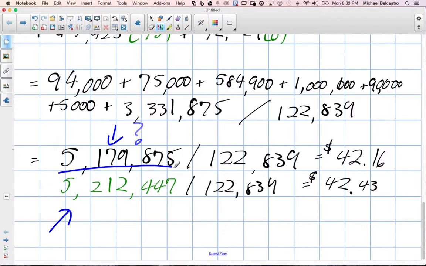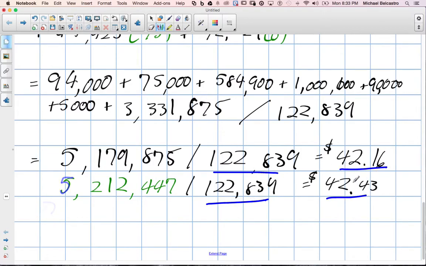We found out we expected the prizes to be worth $5,179,875, and that's what we got when we added these together. I probably made an error somewhere. They said that the total prize amount was $5,221,477. We divide by the number of tickets sold, and you'll notice that the outcome is very, very similar, whether it was our calculation or theirs.